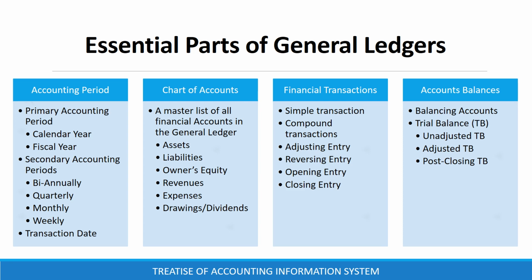All financial transactions of an accounting entity must be posted in the general ledger. The financial transaction can either be a simple transaction, a compound transaction, adjusting entry, reversing entry, opening entry, or closing entry. At the end of an accounting period, all general ledger accounts are balanced off by comparing the total debit transactions amount and the total credit transactions amount. The resulting general ledger account balances are summarized in the form of a trial balance.